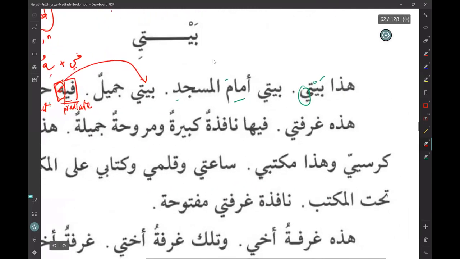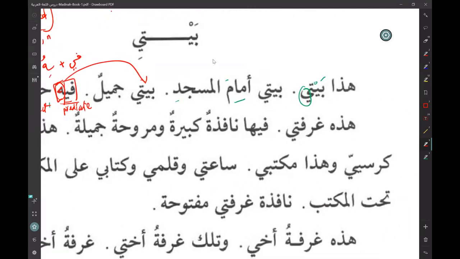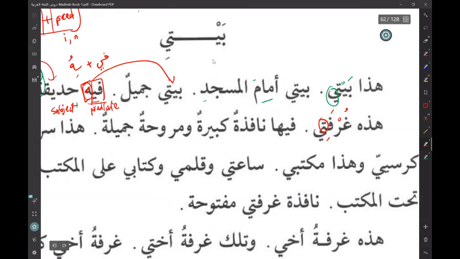Now it says هذه غرفتي, right? هذه غرفتي. It's saying هذه because of what? Ghurfa is feminine, right? Just making sure you guys are on the same page. So this is my room.